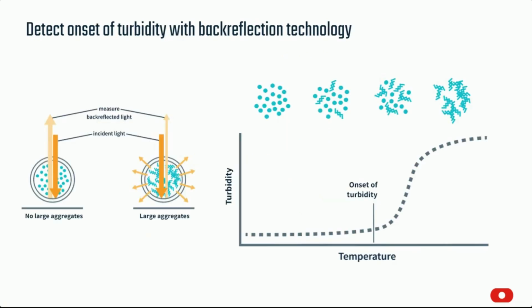Our back reflection technology is going to look at the amount of light that gets attenuated by your sample. This is going to inform us on sample turbidity. Now, this can be really important because those larger amorphous aggregates can be potentially toxic for patients once your samples actually make it to the clinic.